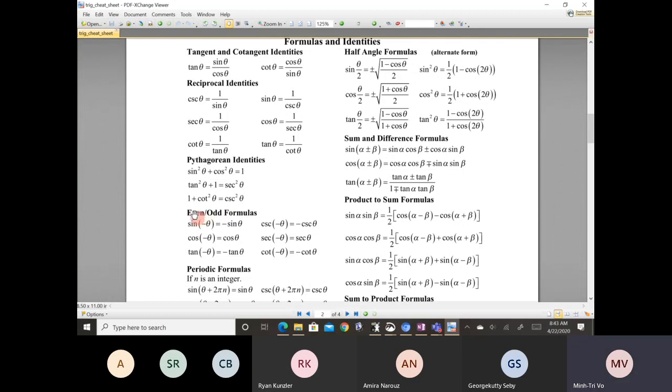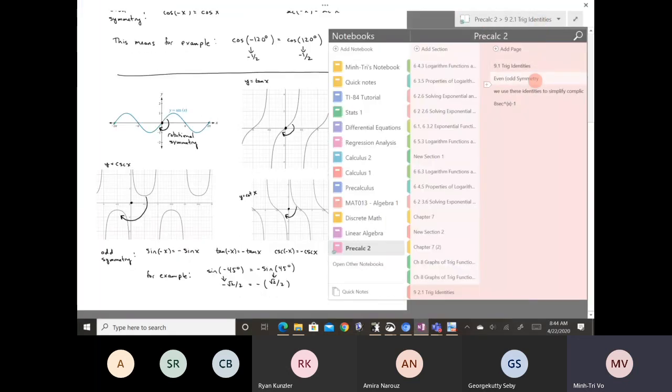So for the functions that are even, which cosine is an even function, when you have a negative angle, the function behaves the same as if the angle were positive. That's what this formula is saying. And then for an odd function, which sine has the odd behavior, when the angle is negative, basically the negative comes out of the function, and you get it like this. So what do we mean by this?